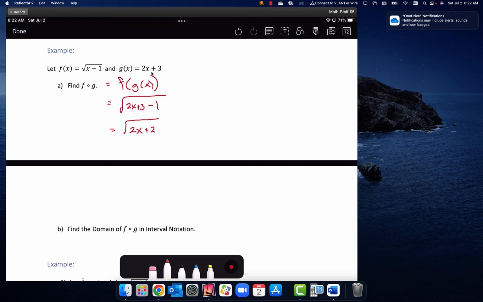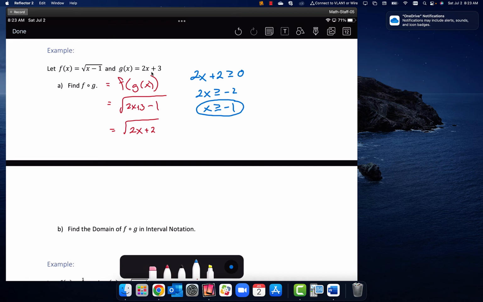Now let's find the domain restriction. This is a radical, so the domain restriction is the same as it's been in the past. Remember, we want to take whatever's on the inside and force it to be non-negative. Force it to be greater than or equal to 0. So we subtract 2 and then divide by 2, and we get x is greater than or equal to negative 1. So that's the main part of our domain restriction.